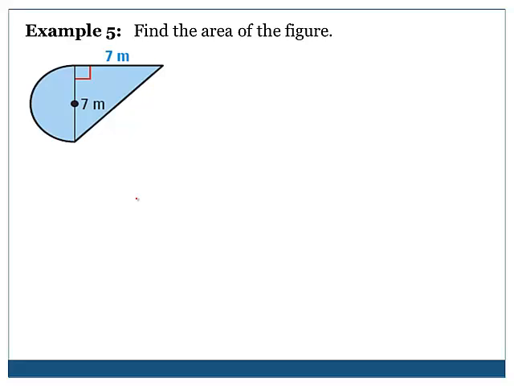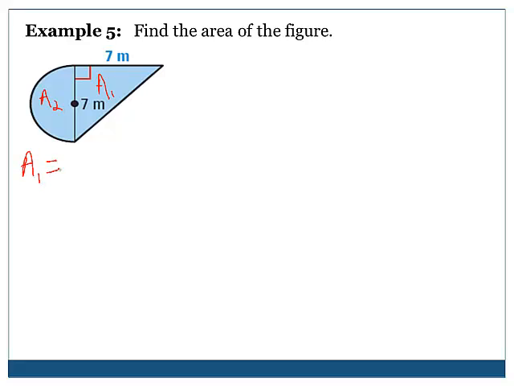Example 5, find the area of the figure. Just looking at this, it looks difficult, it looks different, it looks weird. However, all we need to do is just find the area of two different regions. We've done this before. We did this in 11.1. And looking at this, let's break it down. So the first thing we're going to do, I'm going to call our triangle A1, and we're going to call our semicircle A2. So we have area 1 and area 2. And I'm going to find area 1 first.